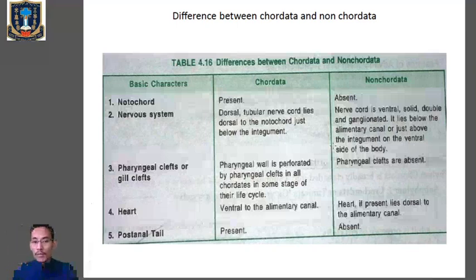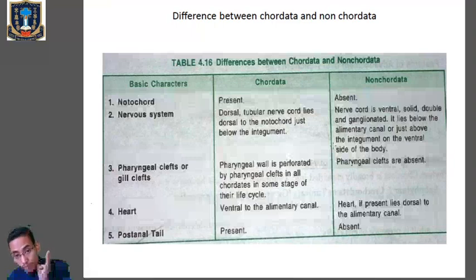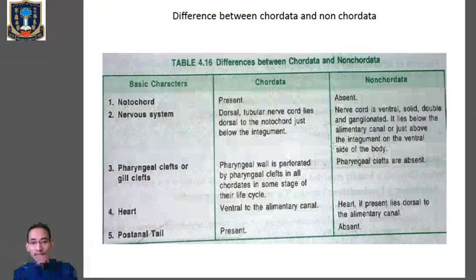Okay. Then number 3, when we talk about the pharyngeal gill cleft, it is present in chordates but it is absent in non-chordates. In chordata, the pharyngeal wall is perforated by pharyngeal clefts in all the chordates at some stage of their life cycle. And the heart in chordata lies ventral to the alimentary canal, but in non-chordates, if it is present, it lies dorsal to the alimentary canal. And a post-anal tail is present in chordates and is absent in non-chordates.